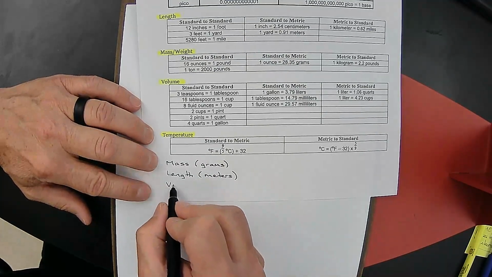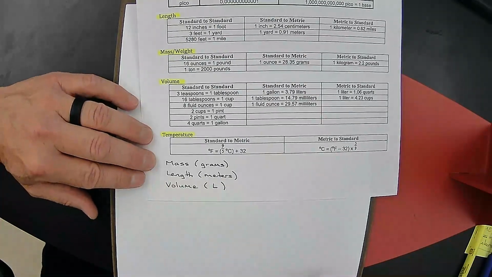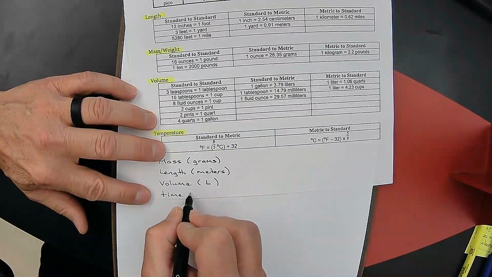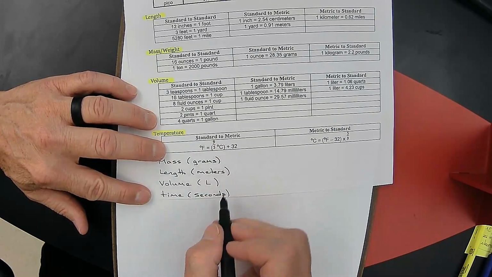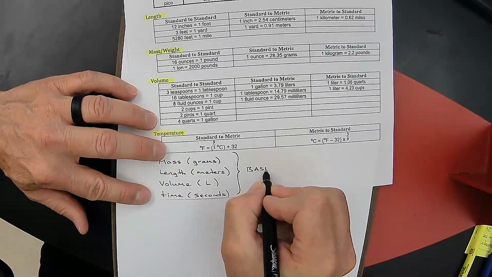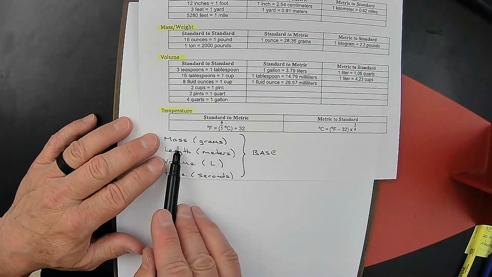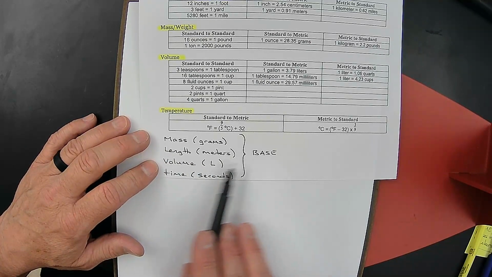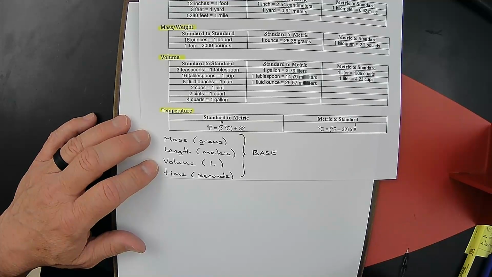If we're measuring volume, the standard unit is going to be liters. And if you were measuring time, you would be measuring in seconds. Each of these are called the base unit of measurement. The gram is the base unit of measurement for mass. The meter is the base unit of measurement for length. The liter is the base unit of measurement for volume, and the second is the base unit of measurement for time.